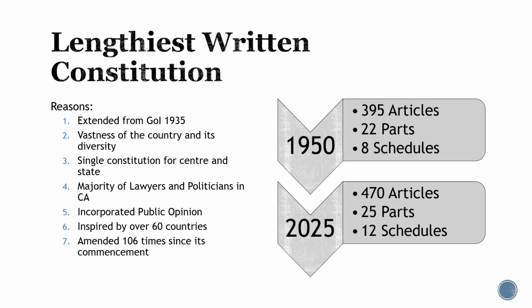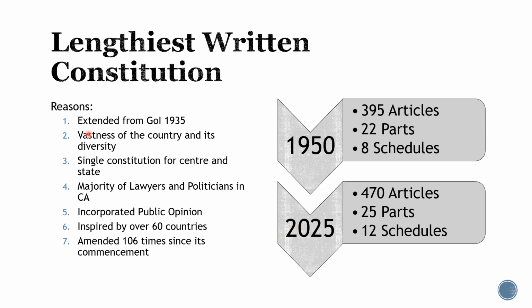Let's look at the first feature. It is the lengthiest written constitution. Why so? Because on 26 November 1950, when it was completely adopted, it had 395 articles, 22 parts, and 8 schedules. And now, in 2025, we have 470 articles, 25 parts, and 12 schedules. And there are certain reasons for having a bulky constitution.